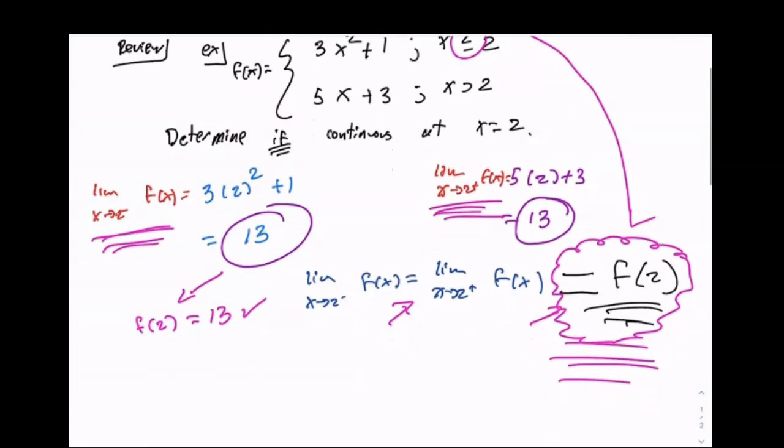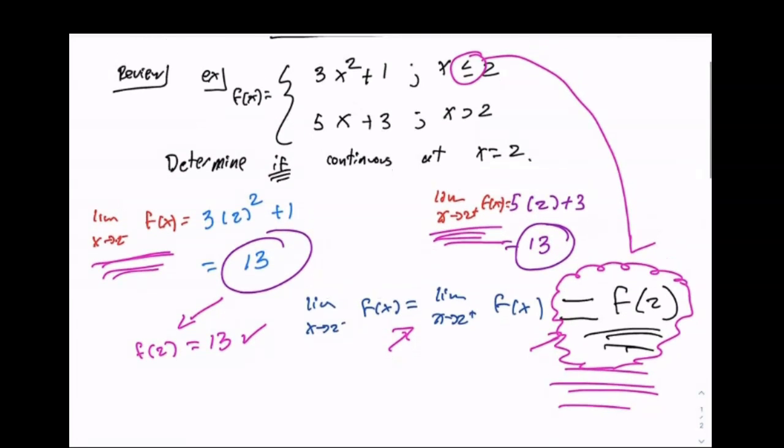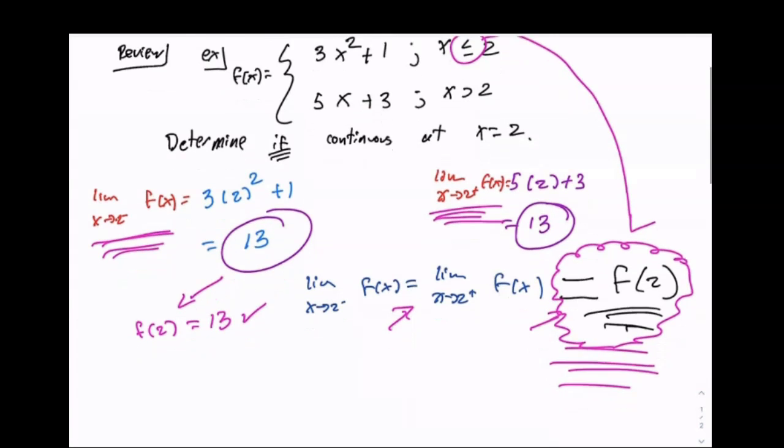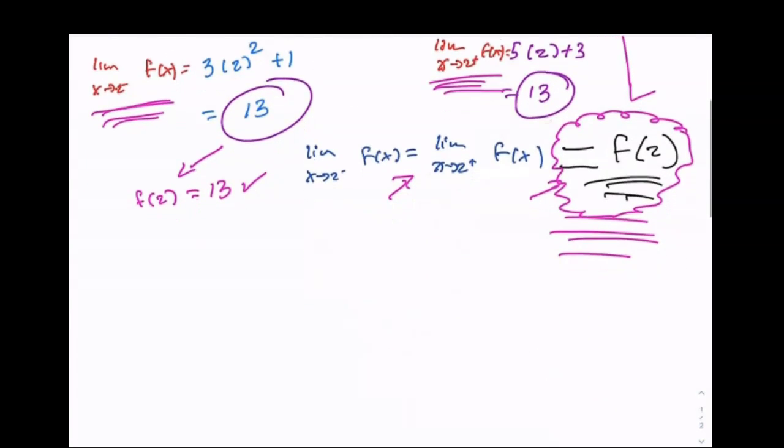Now, if you were able to show me that you got 13 from the left and 13 from the right, and then you said, therefore, it was continuous, while you won't get 100% of the points, you'll get the majority of the points from me. But if you want the full credit, you need to have the limit notation, and you have to remember equals f of 2. So that was yesterday.